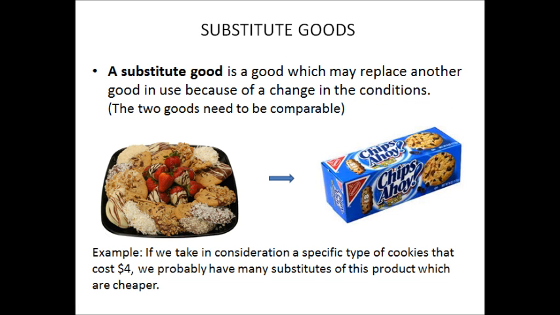A substitute good instead is a good which may replace another good in use because of a change in the conditions. In this case, however, the two goods need to be comparable. For example, if we take into consideration a specific type of cookies that cost $4, we probably have many substitutes of this product which are cheaper and can substitute it.